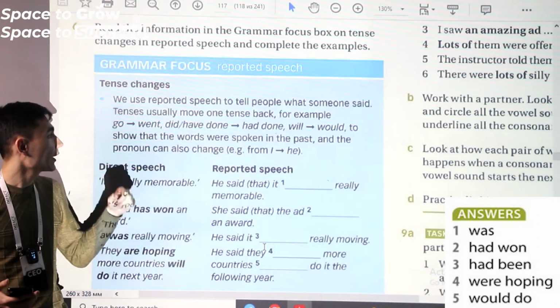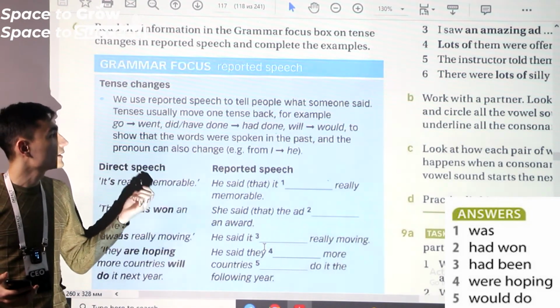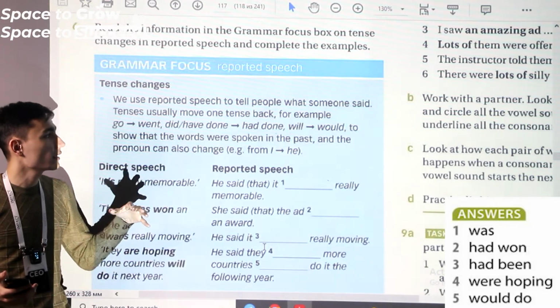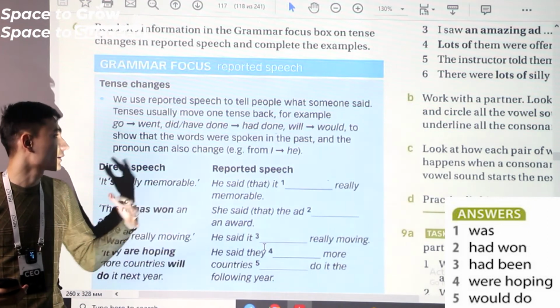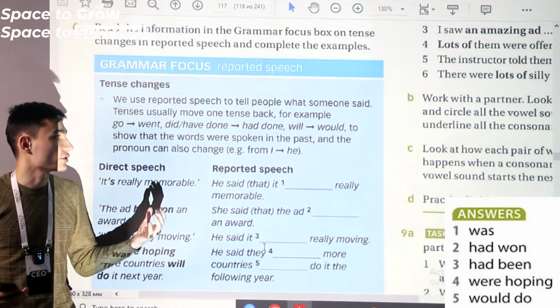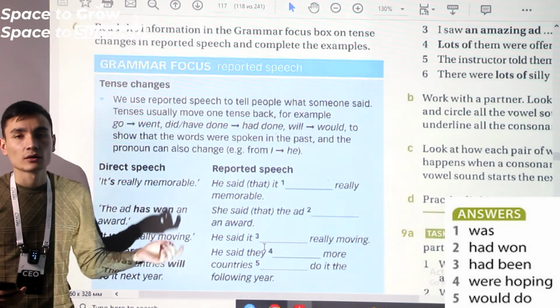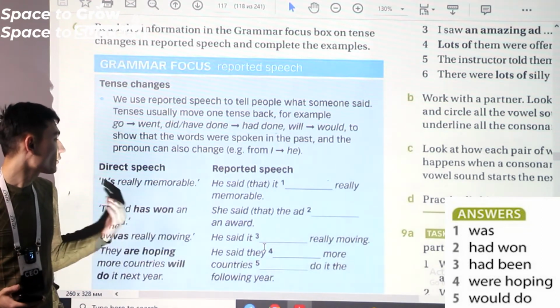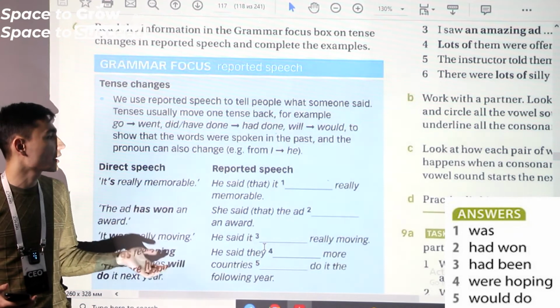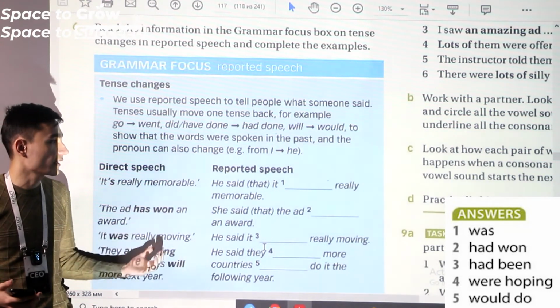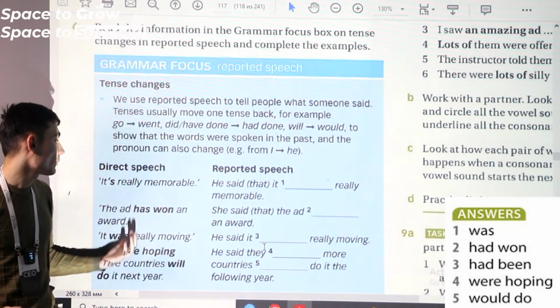And here, go, went, did, have done, had done, will, would, to show the words were spoken in the past. And the pronouns can also change. For example, I can change to he. And direct speech here, it is really memorable. And reported speech becomes he said that it was really memorable.